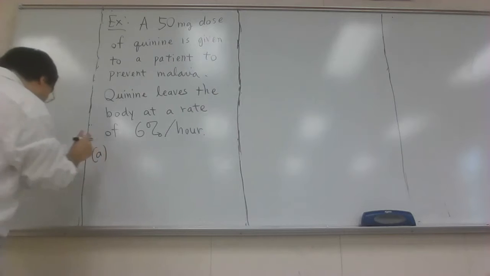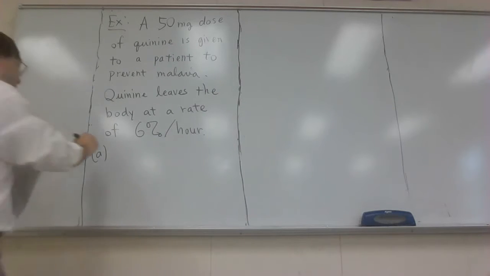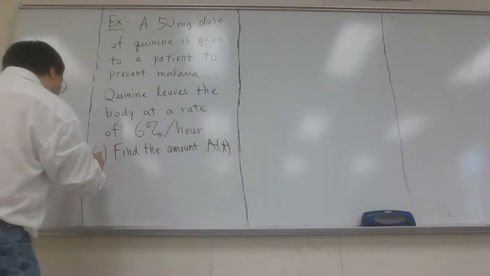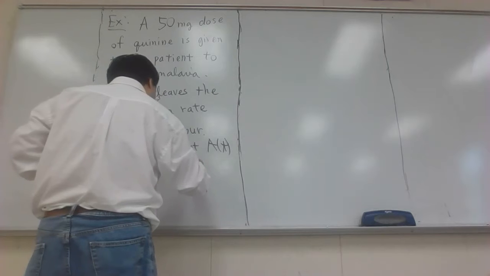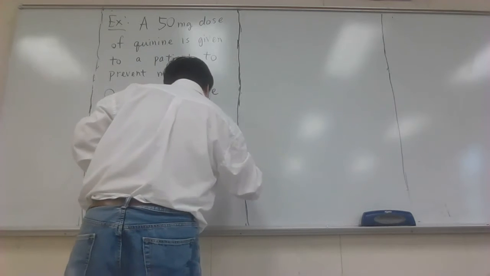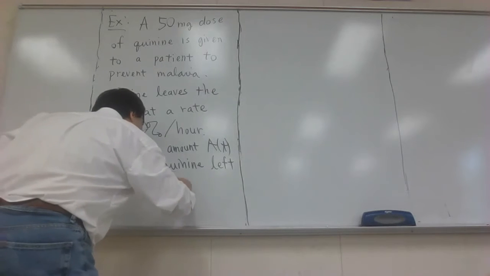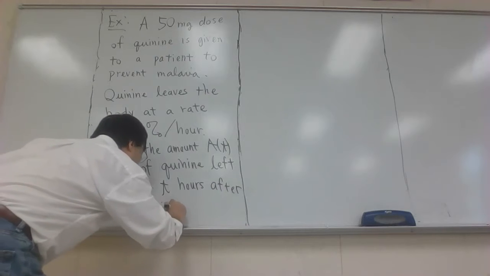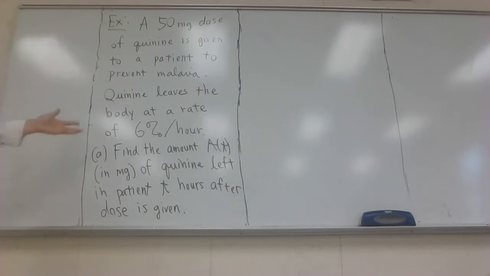So the first part of the question asks you to find the amount A(t), in milligrams, of quinine left in the body t hours after the dose is given. Find the amount A(t) in mg of quinine that's left in the patient t hours after the dose is given. Is this clear? It looks like it's clear. So find the amount in milligrams of the drug that's still inside the patient t hours after the dose is given.